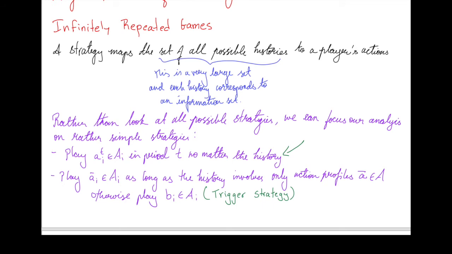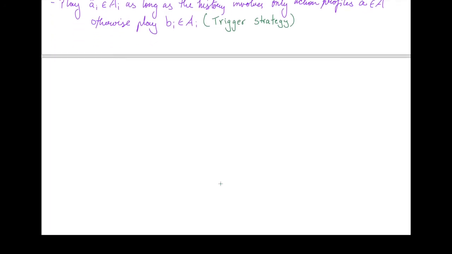But you can use these trigger strategies to do more interesting things, like supporting profiles of actions that aren't stage game Nash equilibria. So you can have players play profiles of actions that are not Nash equilibria in the stage game by using these trigger strategies. And we'll look at the Prisoner's Dilemma game to demonstrate an example of how you can do that.